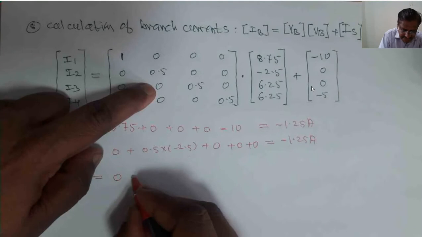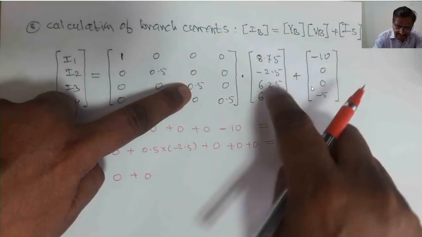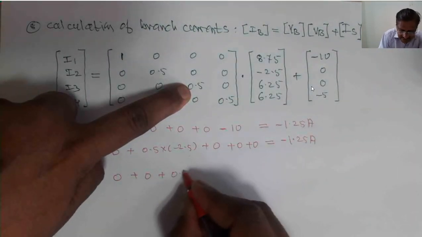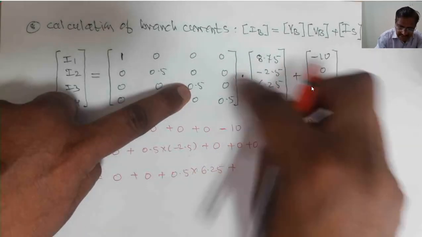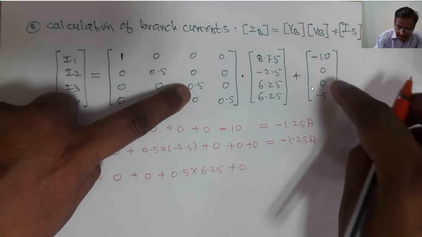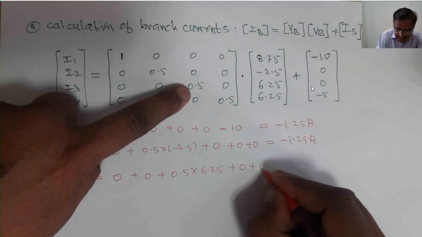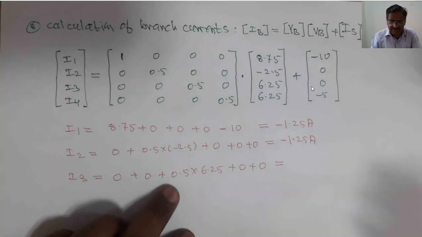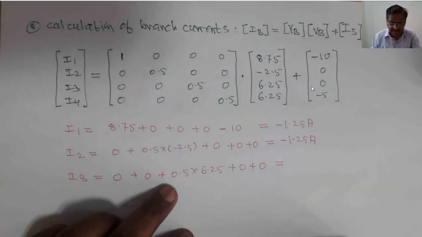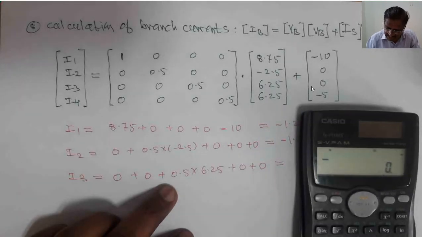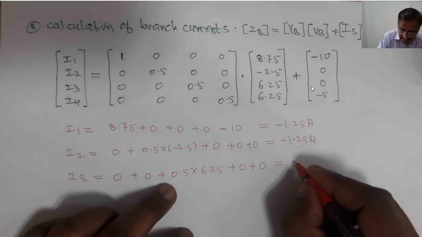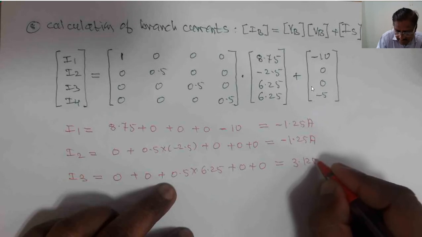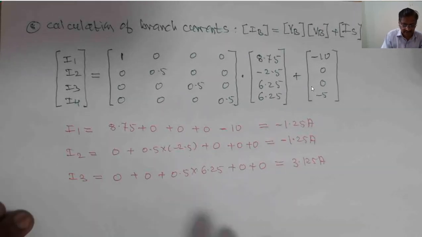The second value will be 0. The third value is 0.5 into 6.25, plus 0 into 6.25, which is 0, plus this value which is nothing but 0. If I do this complete calculation, it is 6.25 into 0.5, which is 3.125. So I3 is 3.125 amperes, that is the current I3.